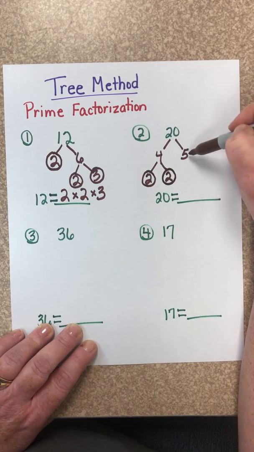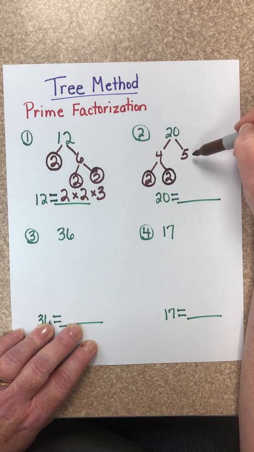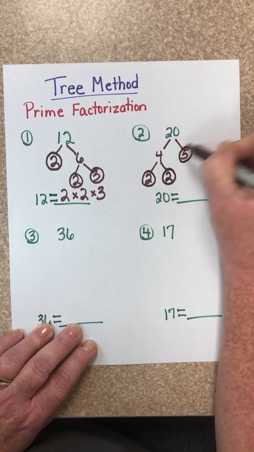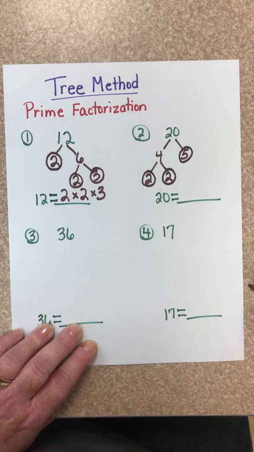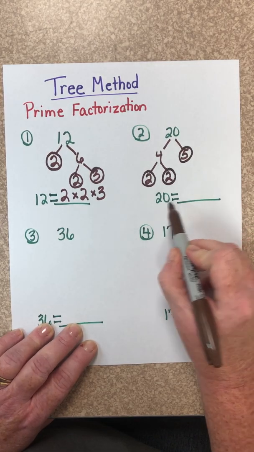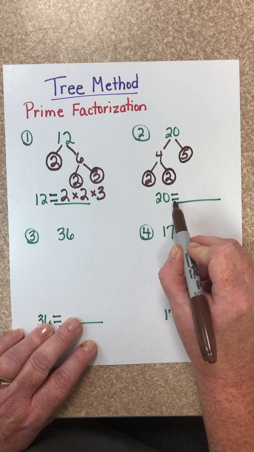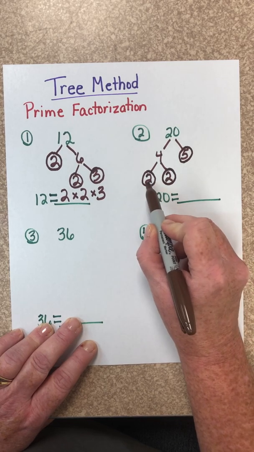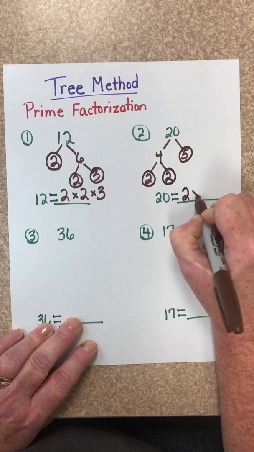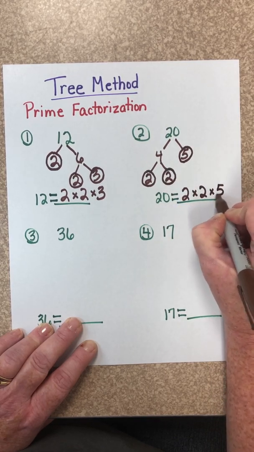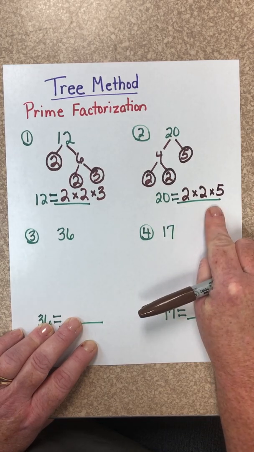Now let's go to this branch, 5. Is 5 a prime number? And the answer is yes, so we circle it. And we are out of branches. We can write our answer. So here it is, the prime factorization of 20. 20 equals, and again, we're writing them in order from smallest to largest, 2 times 2 times 5. And that is our prime factorization of 20.